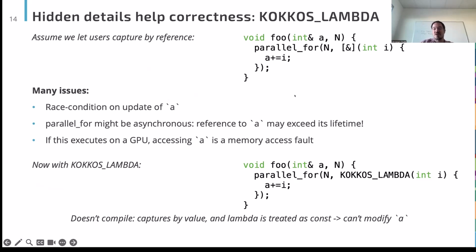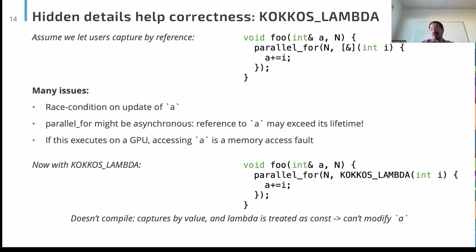Now, this code would have a lot of issues, assuming it works. On CPUs, this would compile. Kokkos parallel_for, where you would do this on CPUs, would compile. We have some experimental tools which would detect that this is wrong, but in principle, this would compile. The first issue is you have a race condition on the update of A. You captured it by reference, everybody has the same reference, and every thread will try at the same time to update that thing. So you have a race condition and you lose contributions.